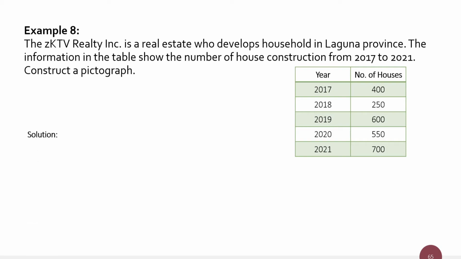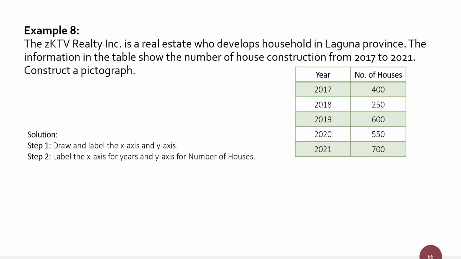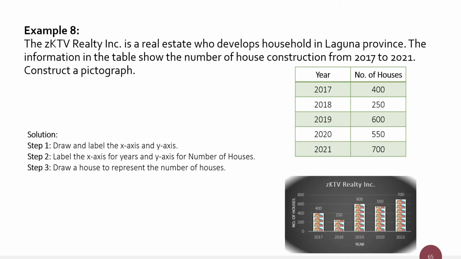So, for the solution, step 1 is draw and label the x-axis and y-axis. Then, label the x-axis for years and y-axis for number of houses. And then, draw a house to represent the number of houses. So, pag sinunod natin itong step-by-step procedure, makakapag-create tayo ng ating pictograph. Okay, kung mapapansin nyo, ang ginamit natin sa per bar is yung mga picture ng bahay.